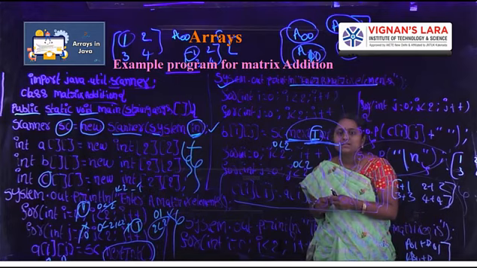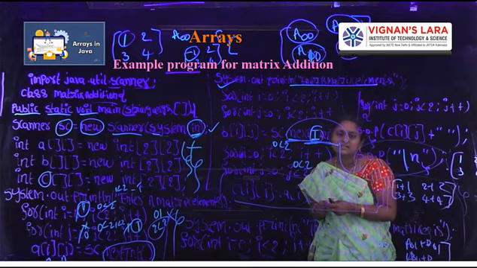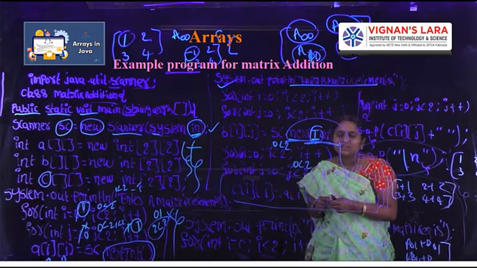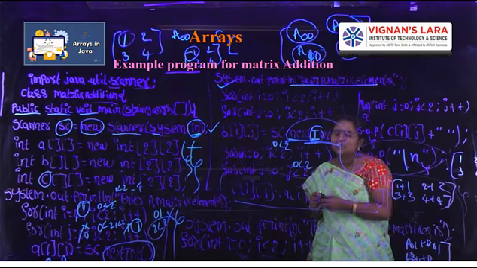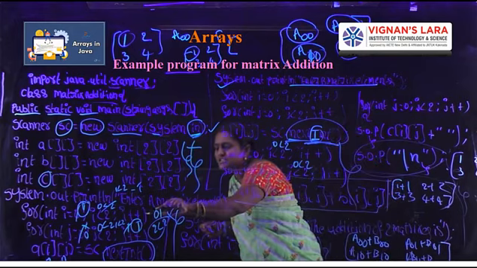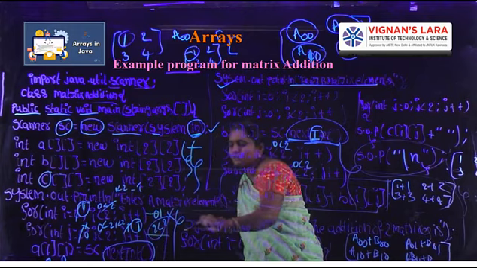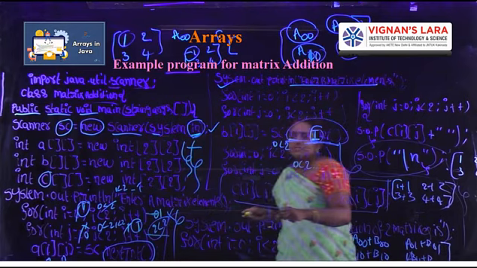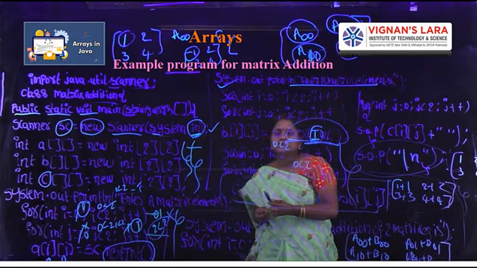What is a 2-dimensional array? A 2-dimensional array contains homogeneous data elements that contain 2 subscripts. The first subscript represents the number of rows, the second subscript represents the number of columns. Here the first for loop represents rows, the second for loop represents columns. Okay, so it is the matrix addition program.